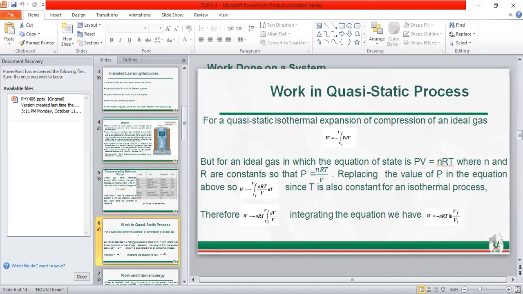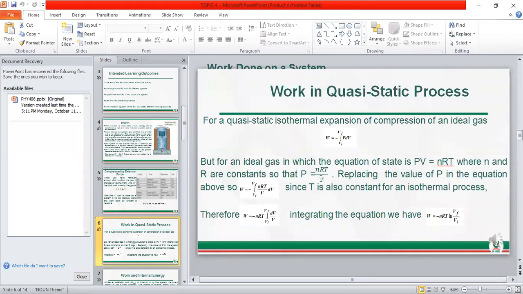Hello? I guess you are familiar with this, the ideal gas equation, PV equals nRT. These are equations you must have come across during your secondary school days. Now, we said PV equals nRT. So we are making P the subject of the formula. We now have nRT over V. Now we replace the value of P with this new derivation from the first equation. We're trying to derive work in a quasi-static process. Remember, that's what we're trying to do.